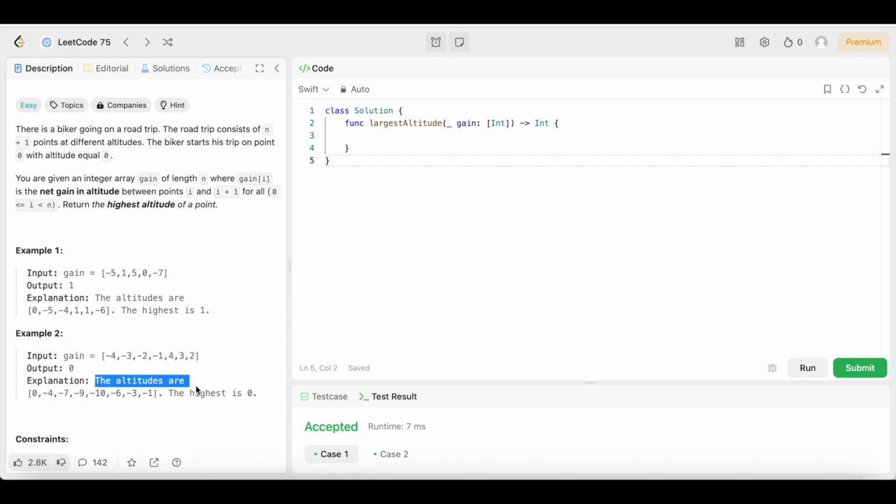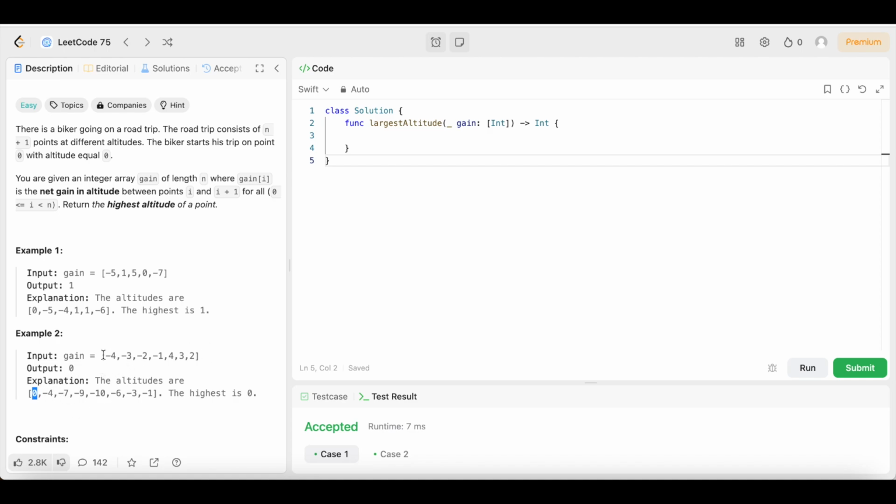The altitudes are 0, -4, -7, -9, -10, -6, -3, -1. The highest is 0 out of all these numbers, where he started at sea level. So he started at sea level, and everything else has been downhill since then, for the most part. Or not everything, but he never made it back up to sea level. So let's break it down.